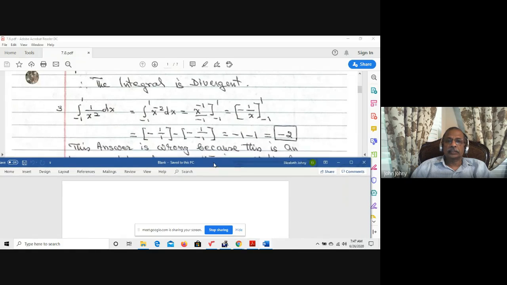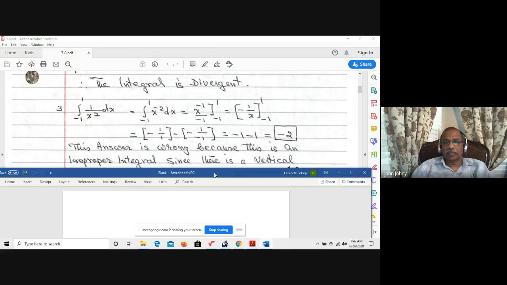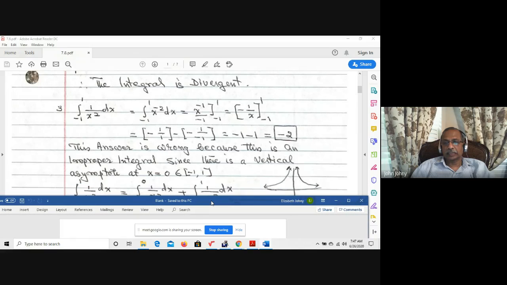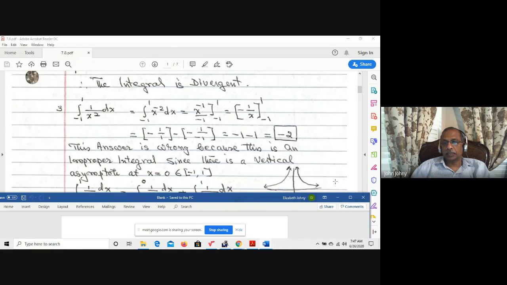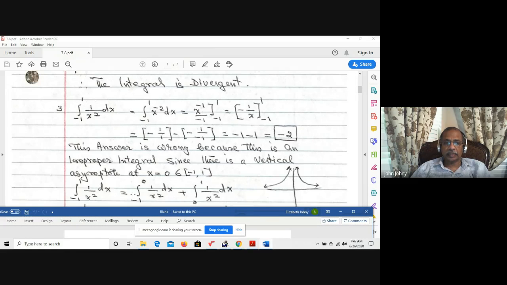But this answer is wrong because this is an improper integral, since there is a vertical asymptote between negative 1 and 1. That is the vertical asymptote at x equal to 0. See, if you draw your graph by using your calculator, you get a graph like this. So that means there is a vertical asymptote. So what you have to do is split the integral into the integral from negative 1 to 0 of 1 over x squared dx, plus the integral from 0 to 1 of 1 over x squared dx.